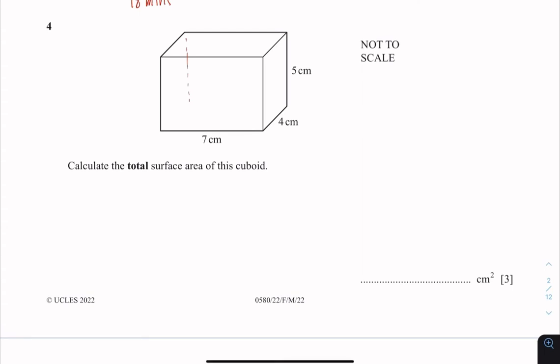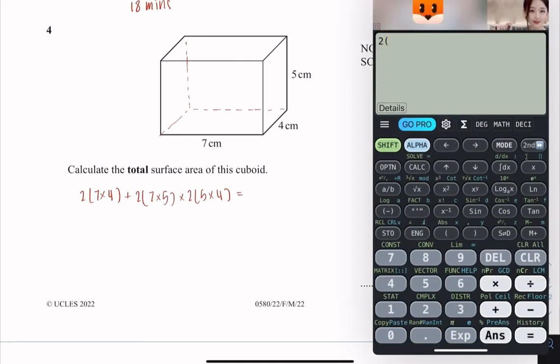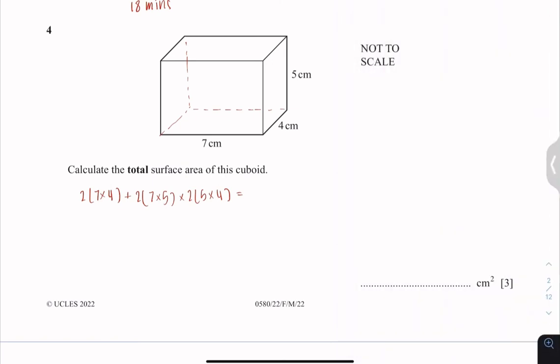Next we have question 4, which is a 3-dimensional shape. They want us to calculate the total surface area of this cuboid. So I'm just doing 7 times 4 multiplied by 2 because there are 2 sides, and then 2 multiplied by 7 and 5, plus 2 multiplied by 5 and 4. That will give me 166.